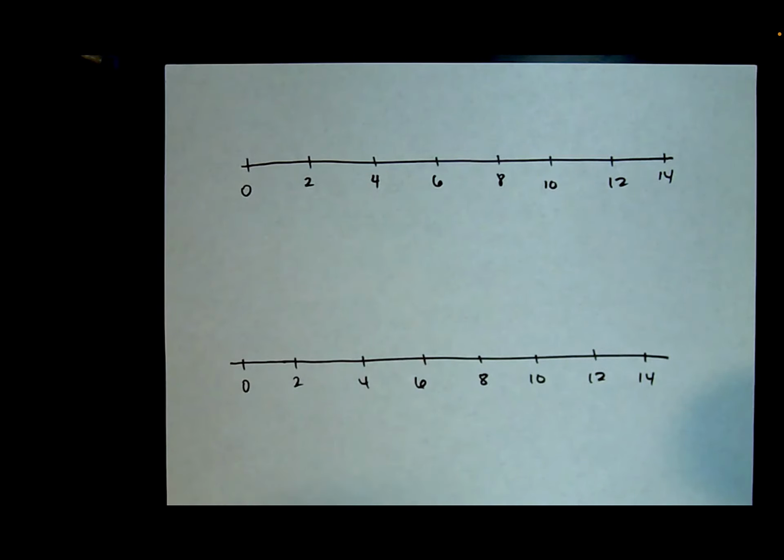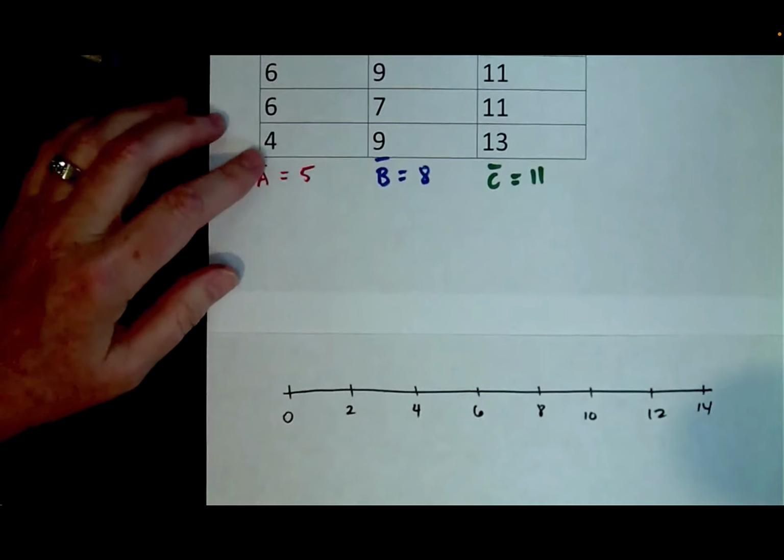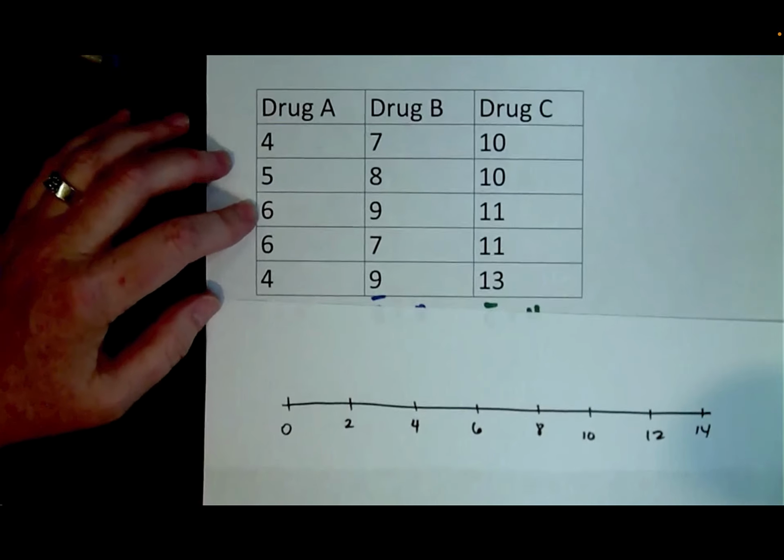Okay, now we're going to put in the dots for the data sets, color coding them so we can see which is which. Okay, so here's my first data set. Can I get this up so we can see it? There, okay.